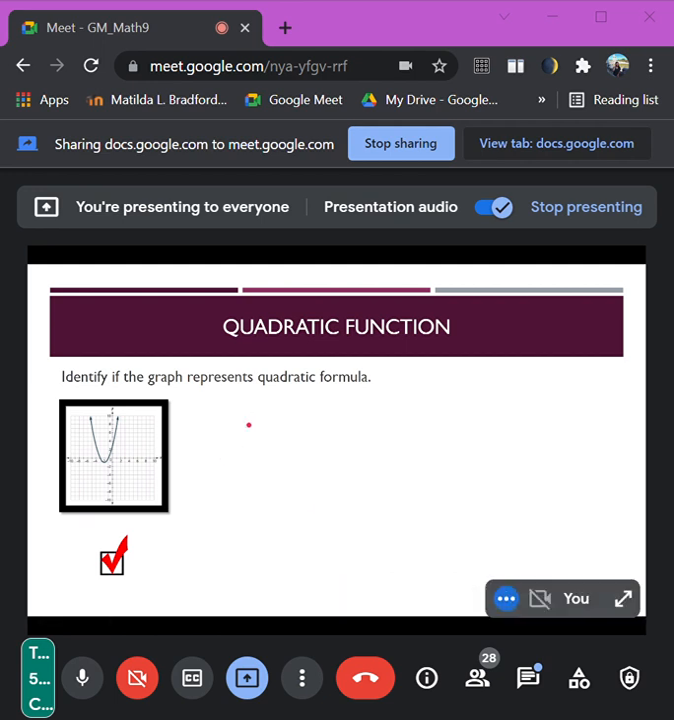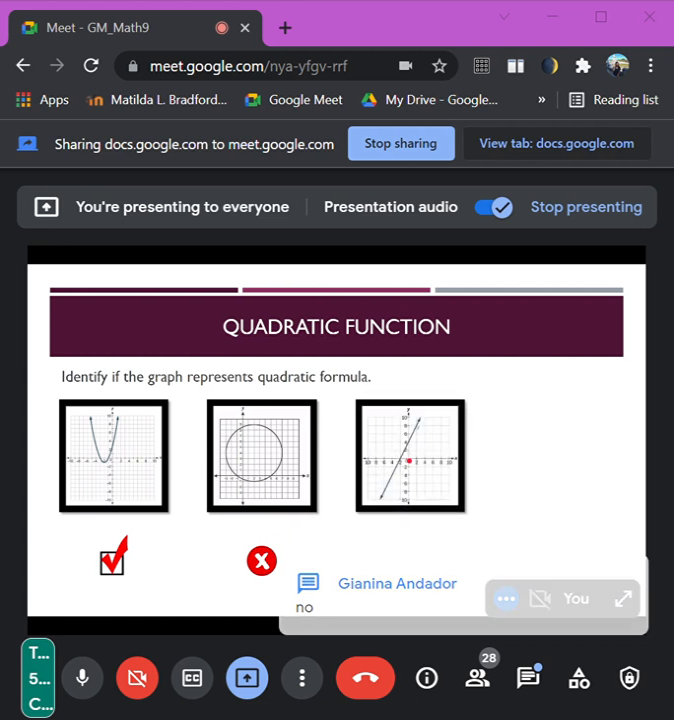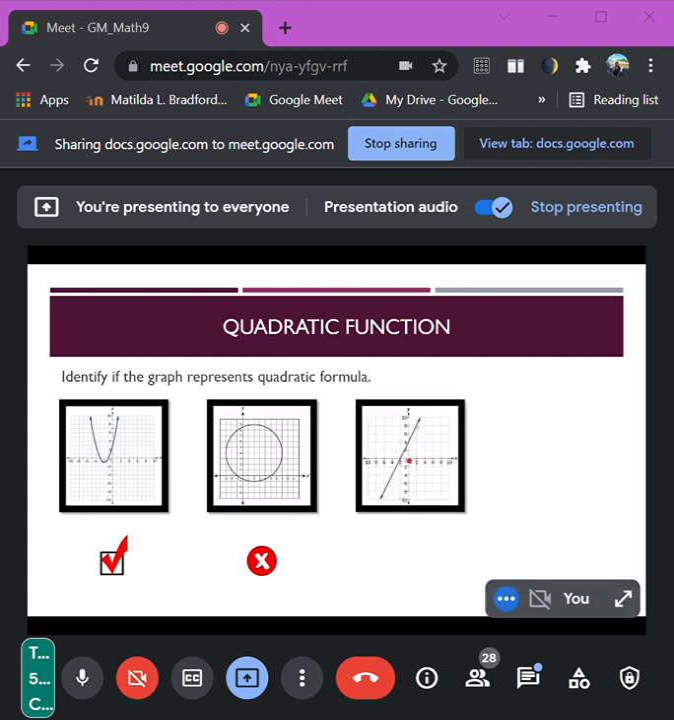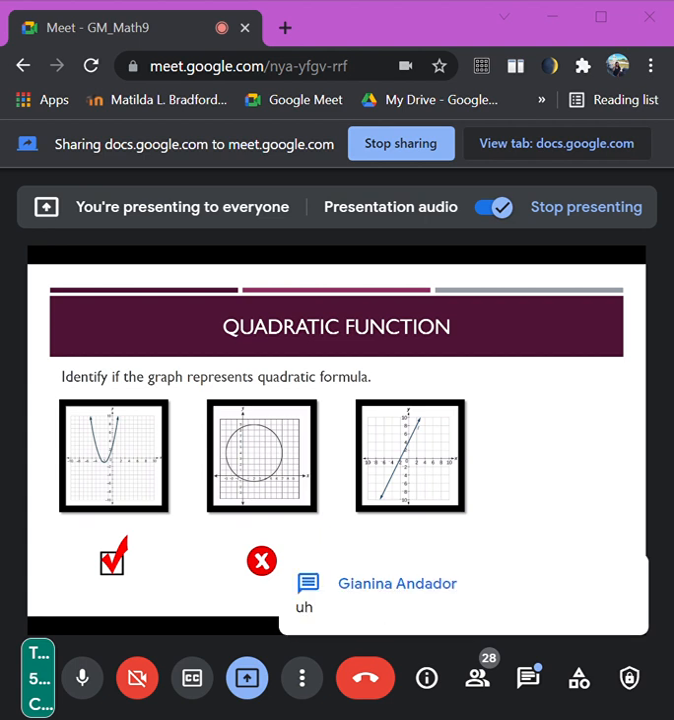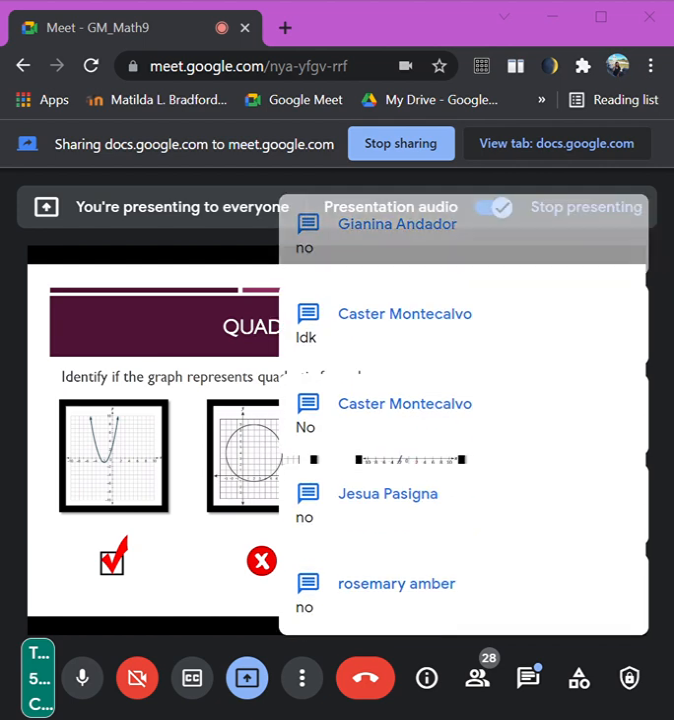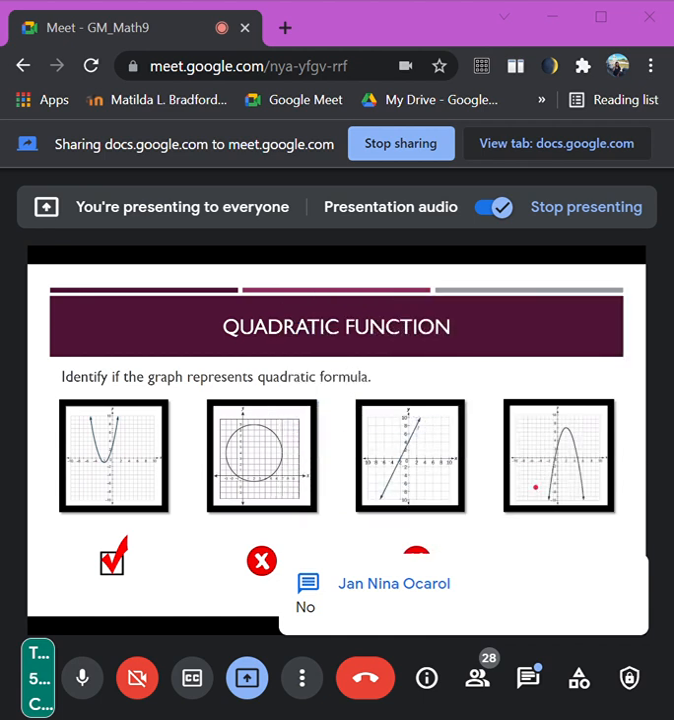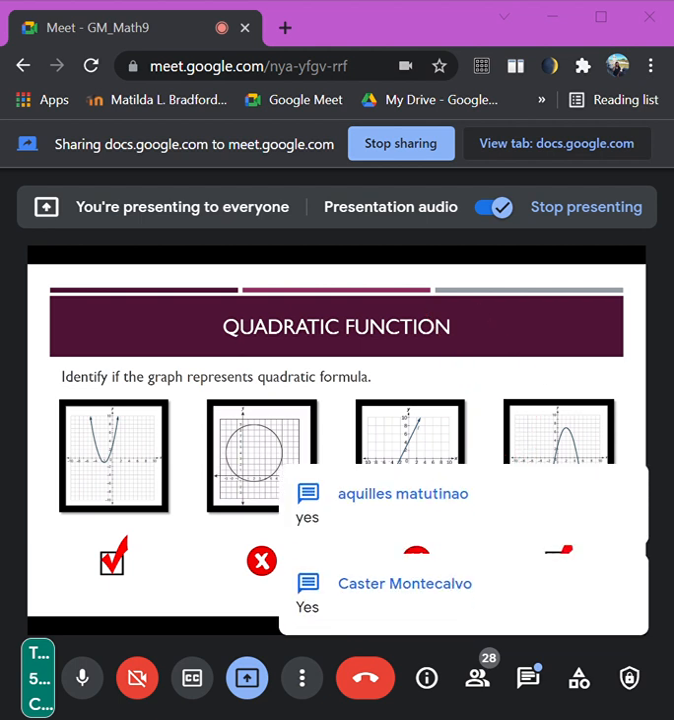Okay. How about this one, class? Is this quadratic function? No. Okay, no. How about this one? Yes. Yes. Di ba line man na siya? So unsa ni siya? Linear. Oh, linear na siya. So that is no. How about this one? Yes. Okay, very good. So ma-identify ra gyud siya nato, no?